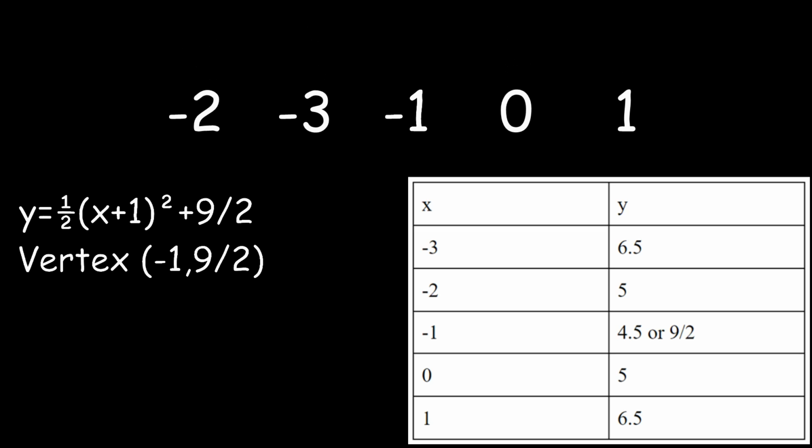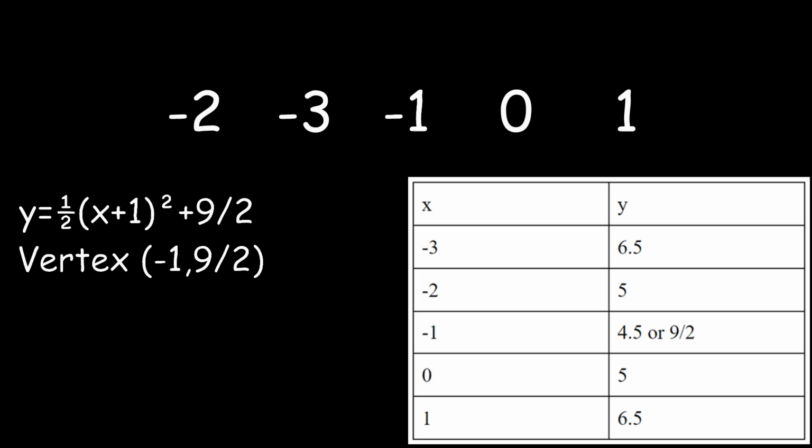We input -3. Now I want you to think: vertex form. Let's use the vertex form to solve for the output. So remember the vertex form: y is equal to 1/2 times x plus 1 to the power of 2 plus 9 over 2. Replace that x with your input, which is -3. And if you solve for that with your calculator, your output will be 6.5.